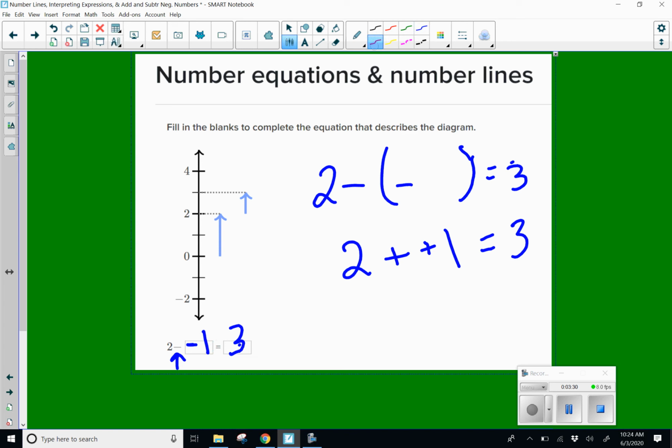So let's just rewrite what we have. I have 2 minus negative 1 equals 3. Let's just double check it. We're going to do keep change, and that becomes 2 plus 1, which equals 3.